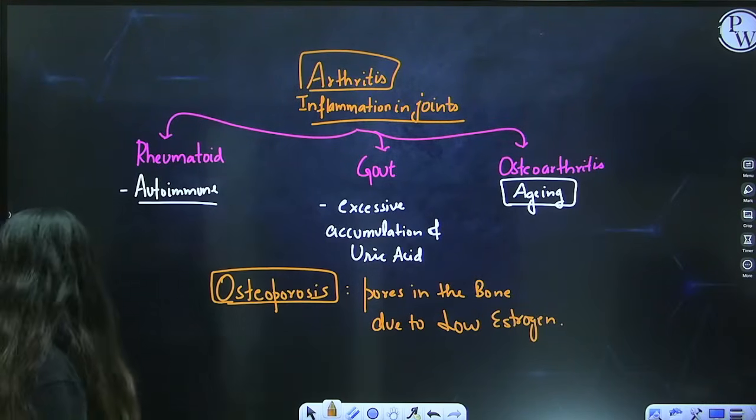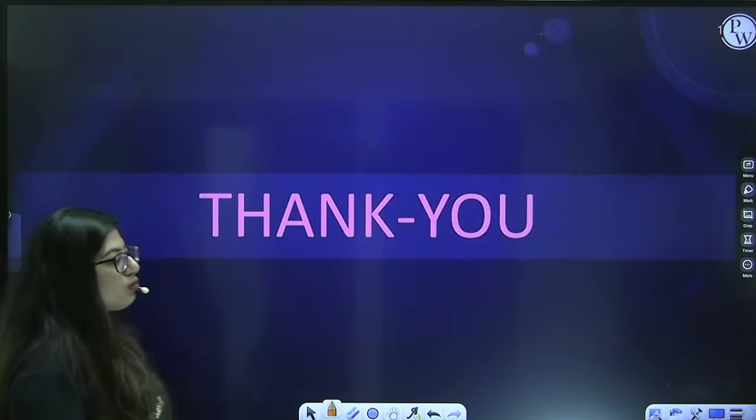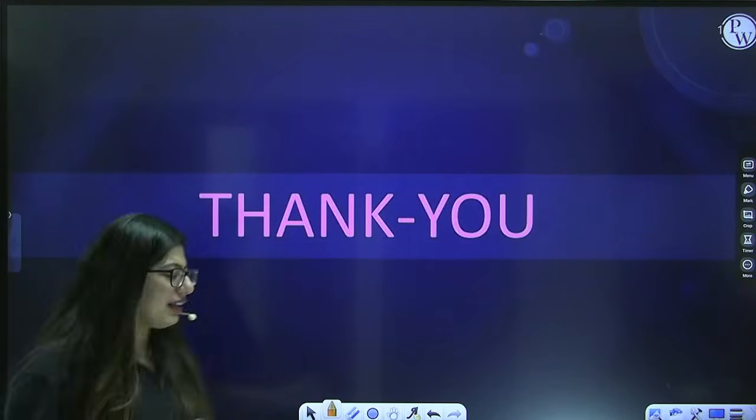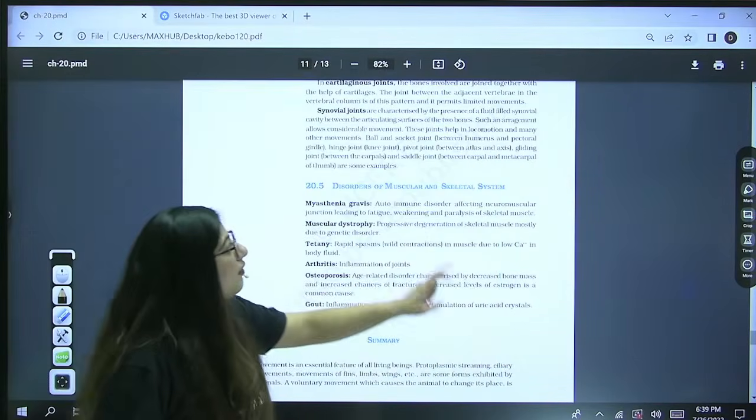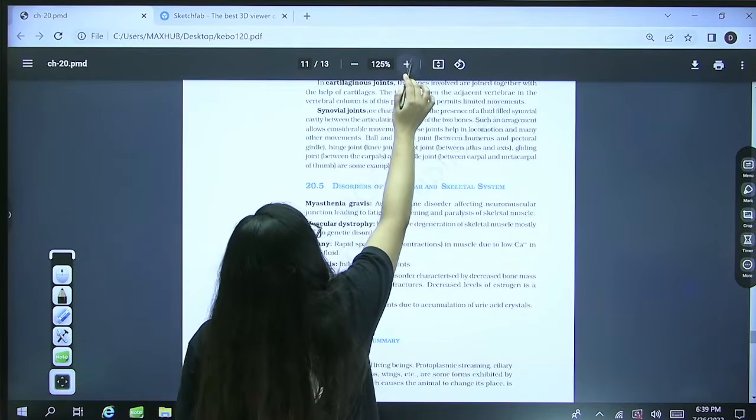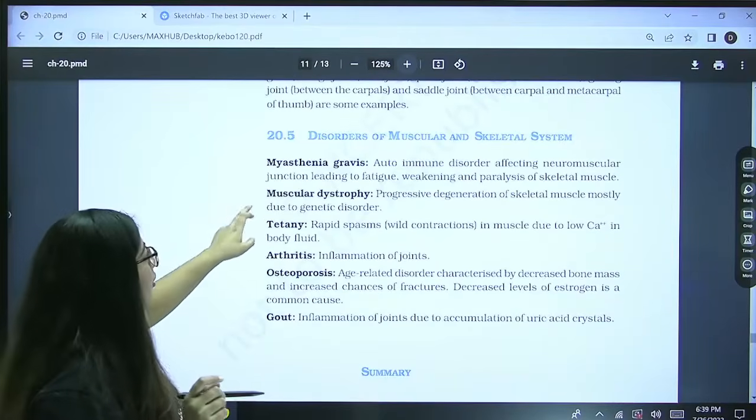Okay, all right. So that's all about the chapter locomotion and movement. Before that, let's read the NCERT of these disorders, because this is really very important. Questions are asked from this topic every year. Disorders of every chapter are important.